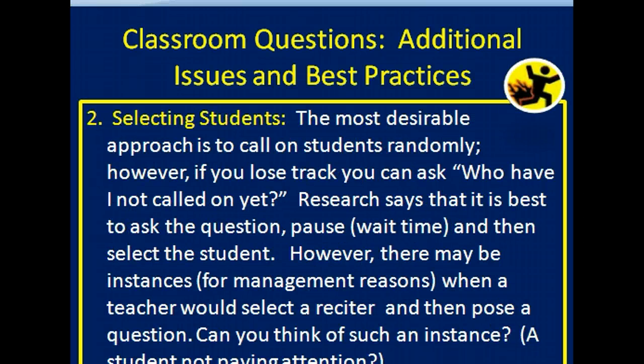And let's go to slide 29, selecting students. Again, let's look at the slide. The most desirable approach is to call on students randomly. However, if you lose track, you can always ask, who have I not called on yet? And again, you can read the slide, and we've discussed this in slide 27. One point that I want to make here on this slide is that it's important to pose a question, then pause, don't forget to use your wait time, and then select a student.